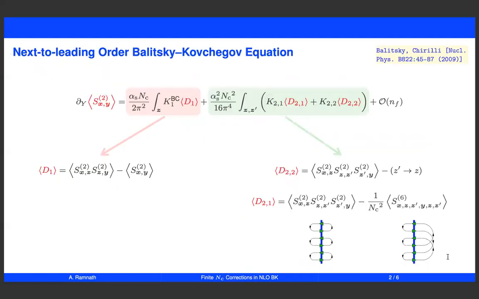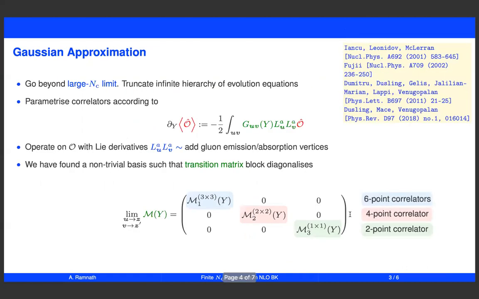We study the BK equation at next to leading order. This contains a leading order-like piece and a next to leading order-like piece, which is what we focus on. And in this next to leading order-like piece, correlators contained are 6-point correlators, which we need to study. How we do this is using the Gaussian approximation, and this allows us to go beyond the large Nc limit.